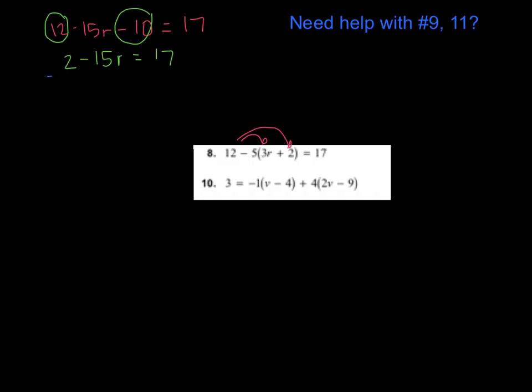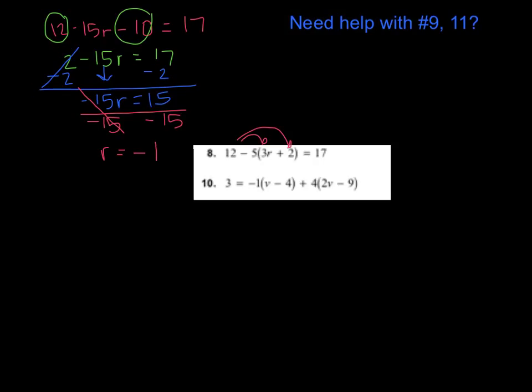So the opposite of a positive 2 is a negative 2, so I subtract that from both sides. Those are going to cancel, and I bring down my negative 15r. And then 17 minus 2 is 15. Then from here, the opposite of multiplying by a negative 15 would be to divide by negative 15. Negative 15r divided by negative 15 will make 1r. And then 15 divided by negative 15 is negative 1. So that would be my answer.